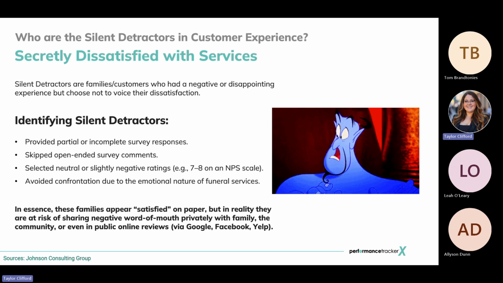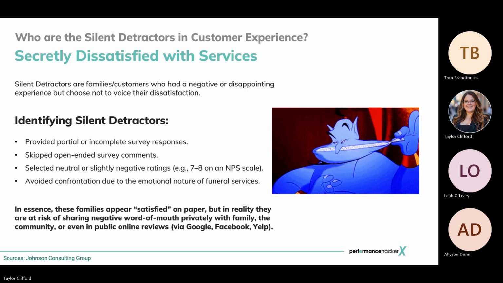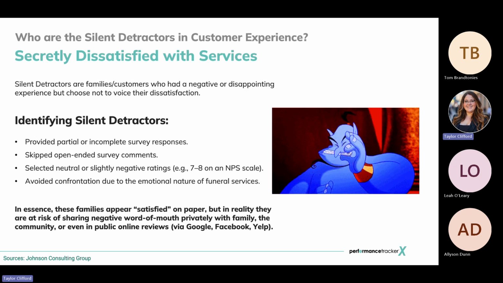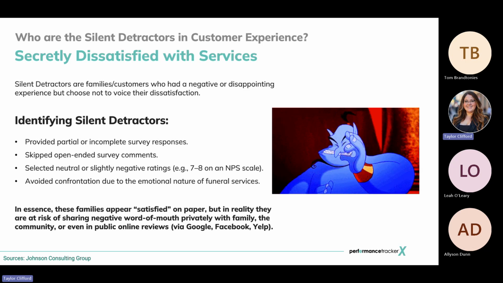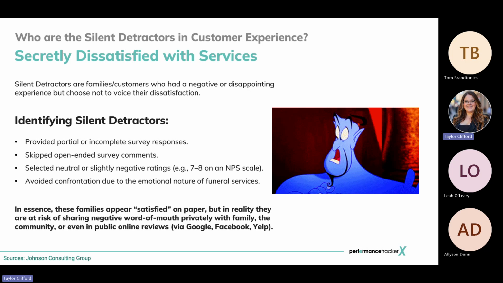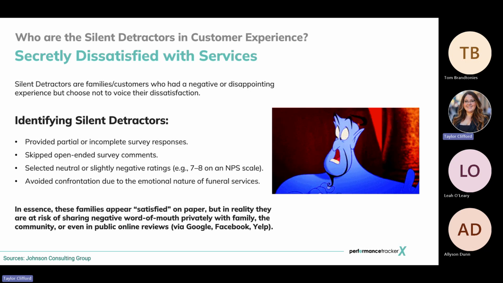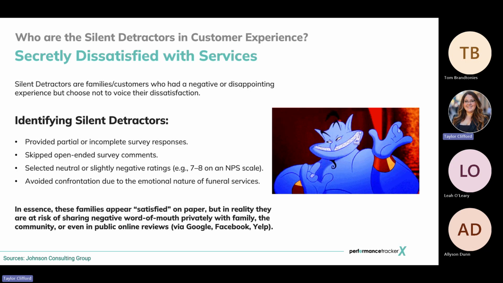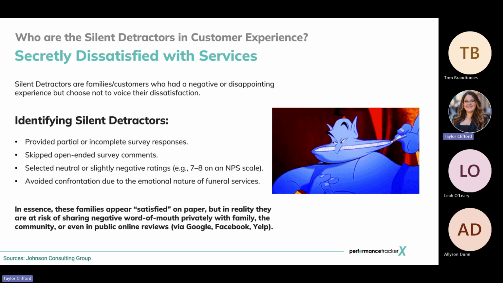Selecting a 7 or 8 on the net promoter scale is a passive score. It shows we were moderately satisfied with our experience, but there was nothing above and beyond that made us say you deserve a 9 or a 10. I think that's really where the needle can be moved the most on your customer experience scale, so keep that in mind as you're receiving scores. Avoided confrontation due to emotional state, and that nature in funeral service.